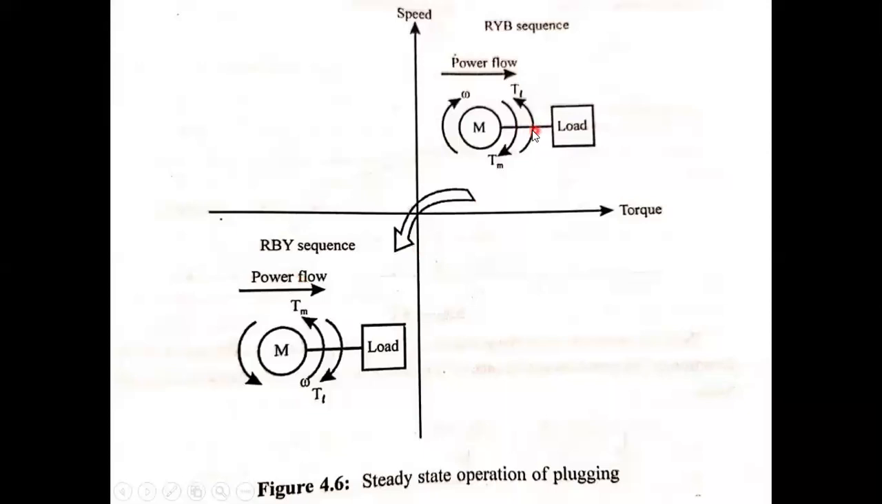Here the machine is operating as a motor in the forward direction. Here also it is a motor, but this is the reverse direction, where the motor is rotating in the reverse direction.